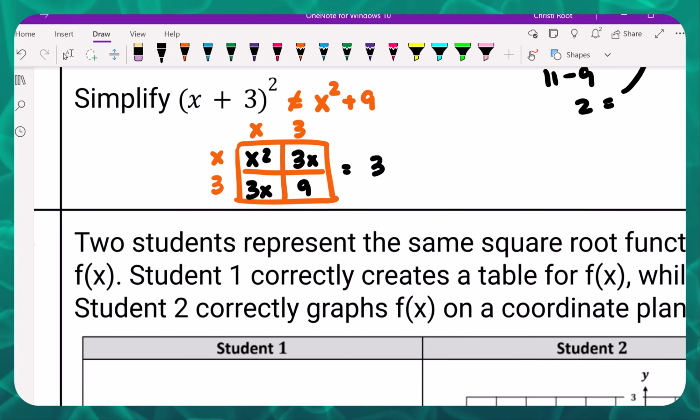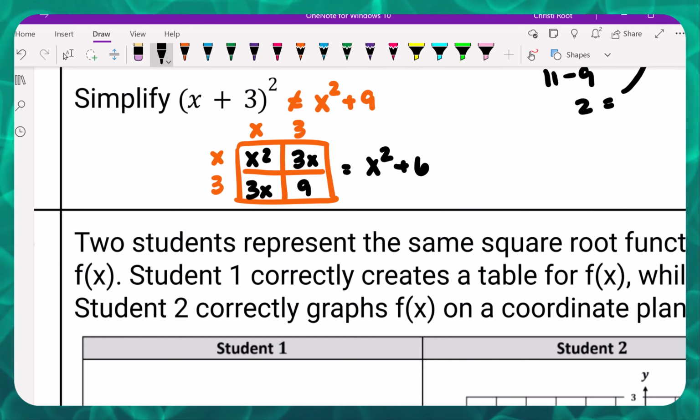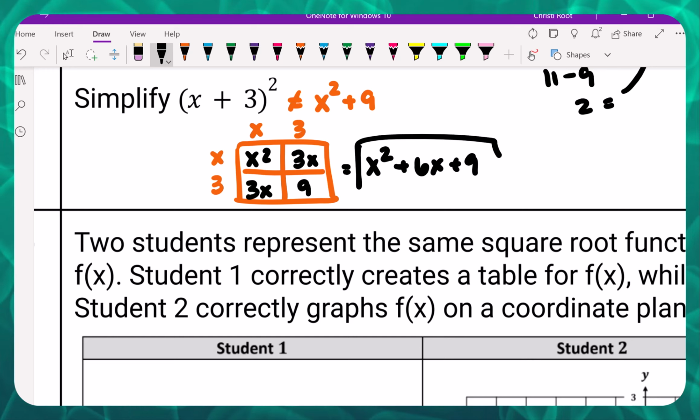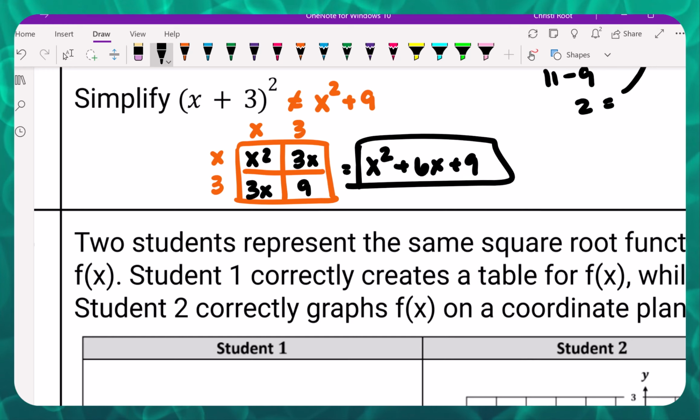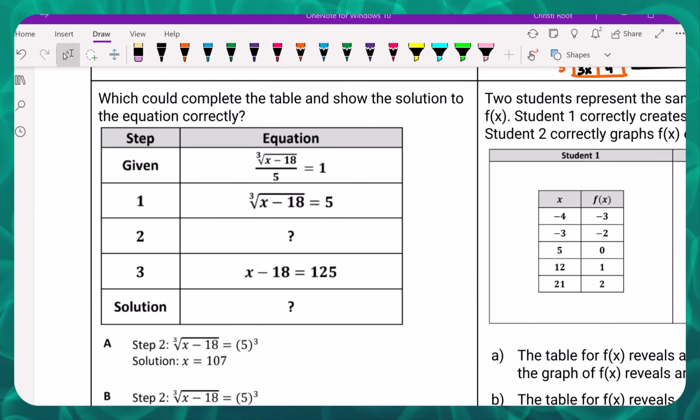So we're going to go ahead and add the like terms together. 3x plus 3x gives you 6x. And see how that's very different than what we had before? So if you square a binomial, that's a 2 by 2. You're going to have 4 operations and add the 2 in the middle. Some of your questions on your EOC may ask you about operations.